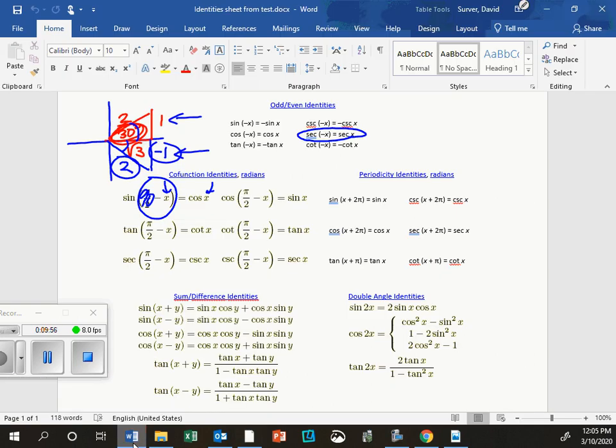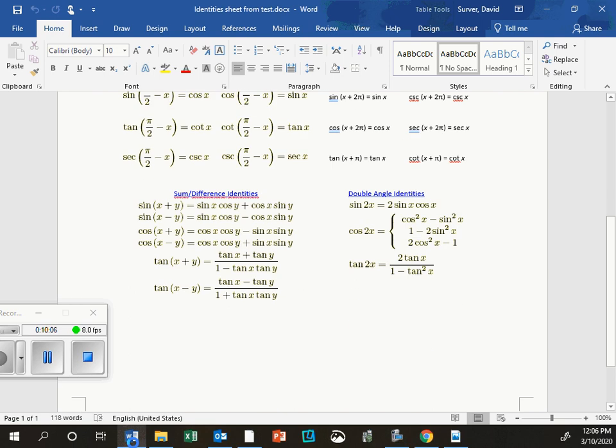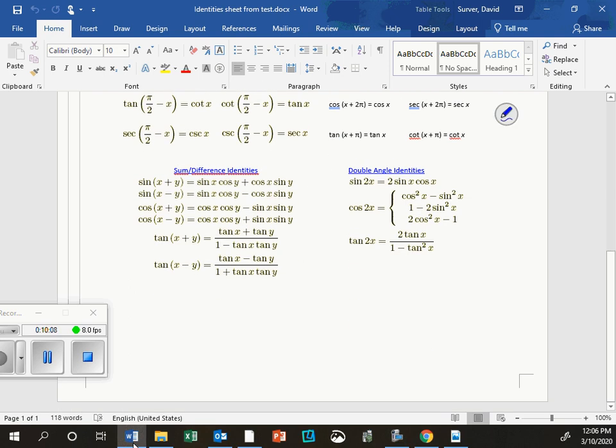There we go. And now let's get into the ones that are really particularly important for today, which is the sum and difference ones. These guys.